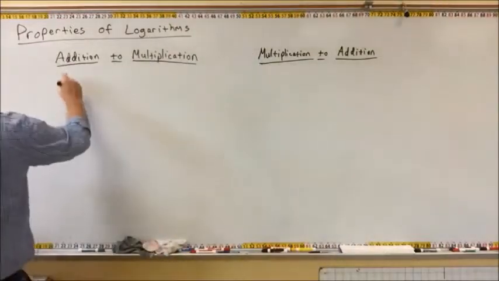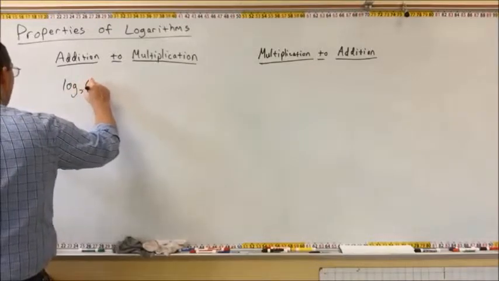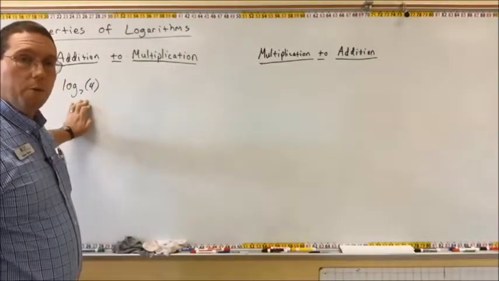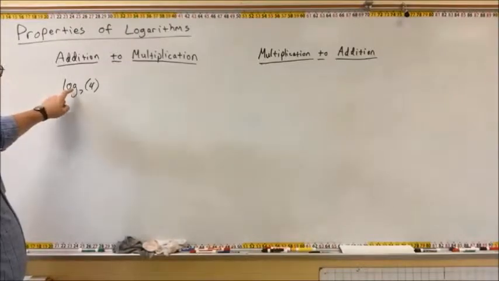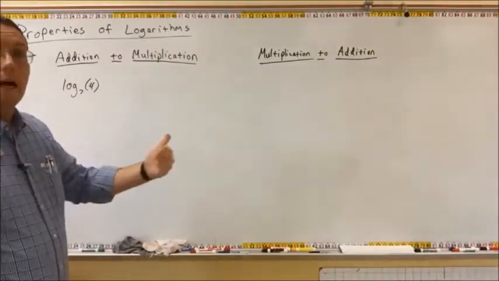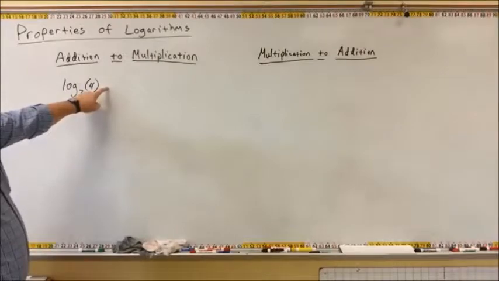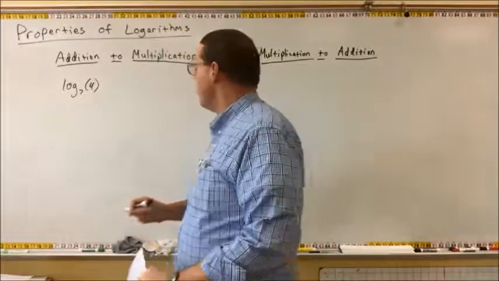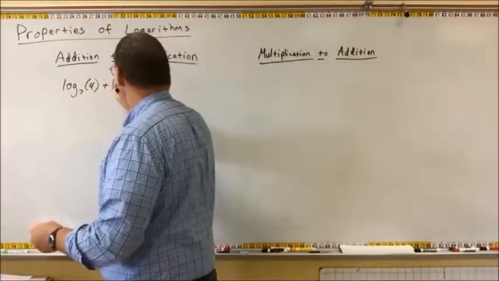Let's say that we have log base 7 of 4. And this is a number, right? If we were to plug this into the calculator, we would get a number. In fact, if you did log 4 divided by log 7, you would get a number, and it would be less than 1, because for 7 to some power to equal 4, that power would have to be less than 1.